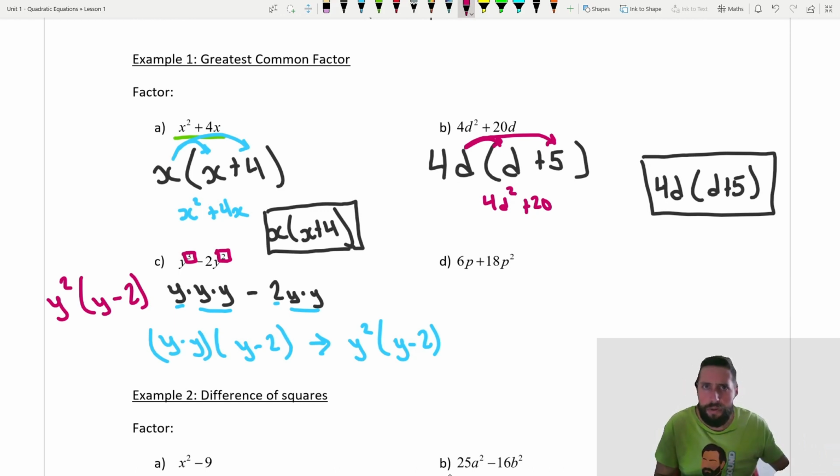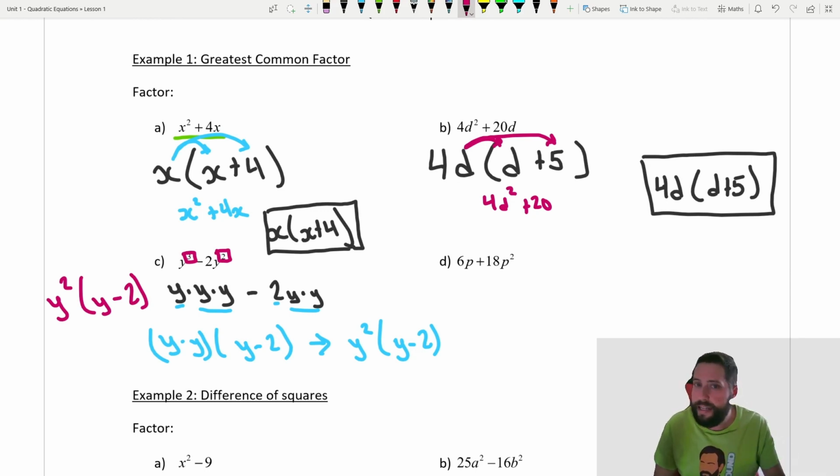It all depends on how you're comfortable with factoring these types of questions, okay? So the more you do, the more comfortable you get, you can just go straight to the answer in most cases, okay? Last one. So in this one, we have 6p plus 18p to the power of 2.